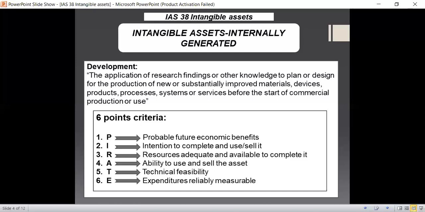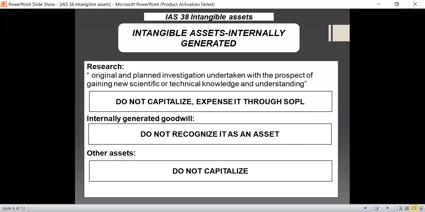Another question in regards to the internally generated intangible asset is research. What is a research cost? And what is research? Research is an original and planned investigation undertaken with the prospect of gaining new scientific or technical knowledge and understanding. This is a stage before the development stage. And all of the costs which we are incurring on this purpose are considered as research costs.